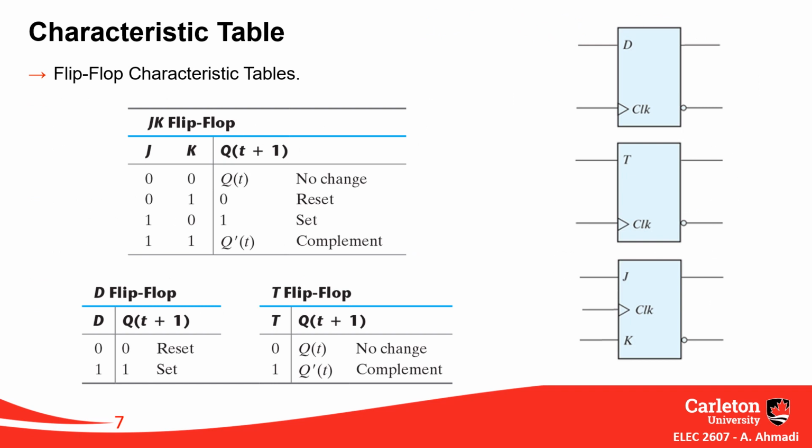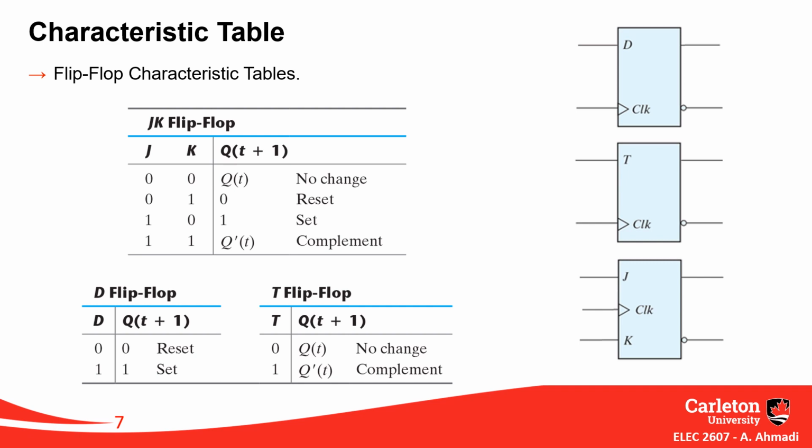Okay, now to implement our sequential circuit using flip-flops, I need to go back, have a look at my flip-flops, and understand how the state of an individual flip-flop changes from 0 to 1, or 1 to 0, or even 0 to 0, or 1 to 1. Okay?